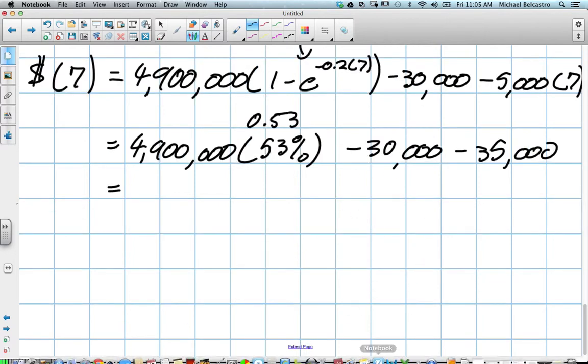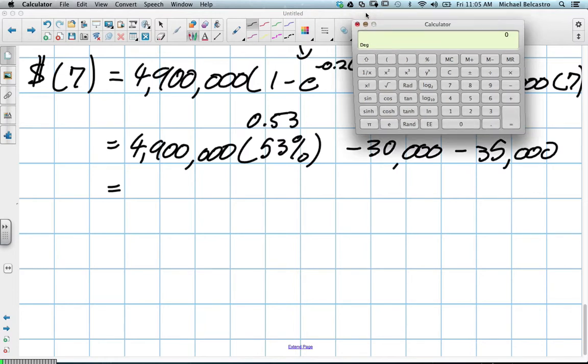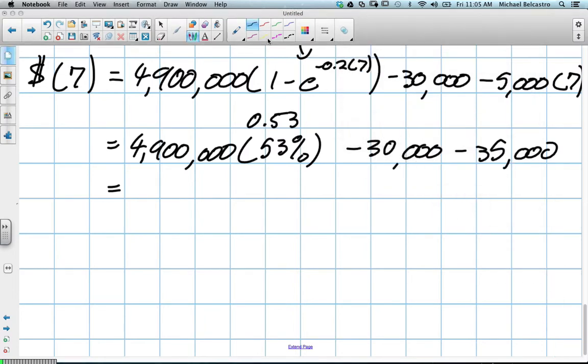We can do this all on a calculator here. I'm going to approximate 53, I know it won't be exact, times 4,900,000 minus 65,000 equals 25,000. No, I hit the wrong number there. What did you guys get when you went through it? I put too many zeros involved. I said I made money.